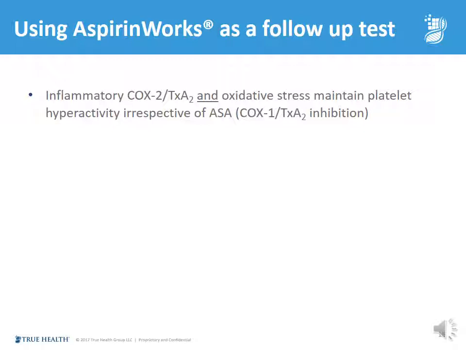Thus, when using AspirinWorks or urinary 11-dehydrothromboxane B2 as a follow-up test, keep in mind that the inflammatory COX-2 thromboxane A2 and the oxidative stress pathways maintain platelet hyperactivity irrespective of aspirin inhibition of the COX-1 thromboxane A2 pathway. You do not stop the aspirin. You want to take out the COX-1 pathway, but you have to reevaluate what might be setting off the COX-2 or the oxidative pathways. Interestingly, this phenomenon appears to be more significant in women.